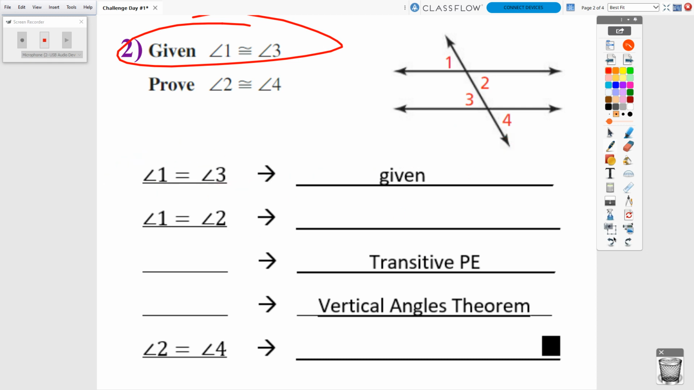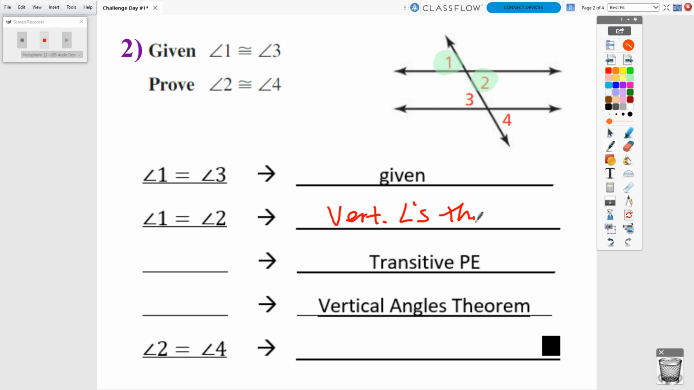So then they jump in and they say angle 1 is equal to angle 2. Okay, so why do I know angle 1 is equal to angle 2? Let's go look at the picture. Angle 1, angle 2, those are vertical angles. And we had stated before that all vertical angles are equal or congruent to each other by the vertical angles theorem.